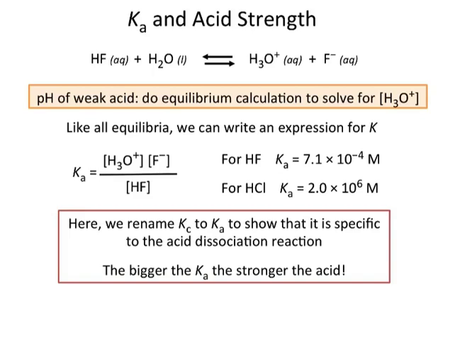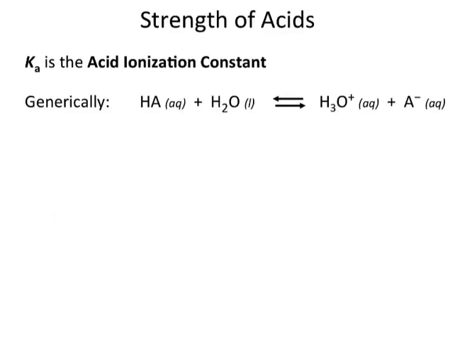Now, bigger Ka, more products, which means it's a stronger acid because it makes more H3O+. Hydrofluoric acid, here's its Ka, 7.1 times 10 to the negative fourth. HCl is a strong acid, so its Ka is crazy big. It's tricky to measure because it's so big, so we don't use this type of discussion when we're talking about HCl because it just doesn't make sense. For HF, it does make sense to do this equilibrium discussion.